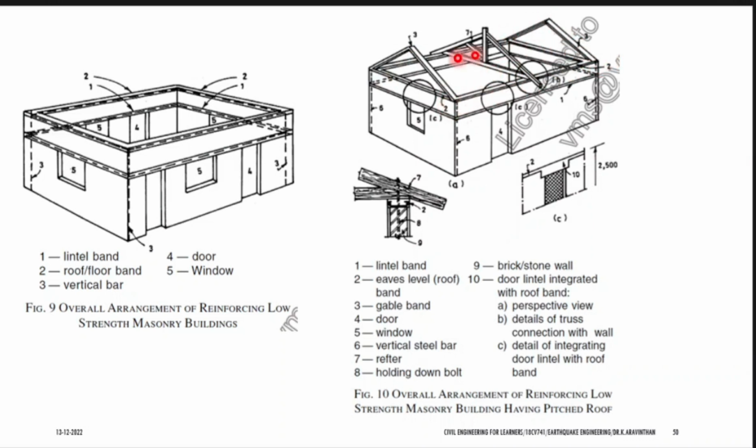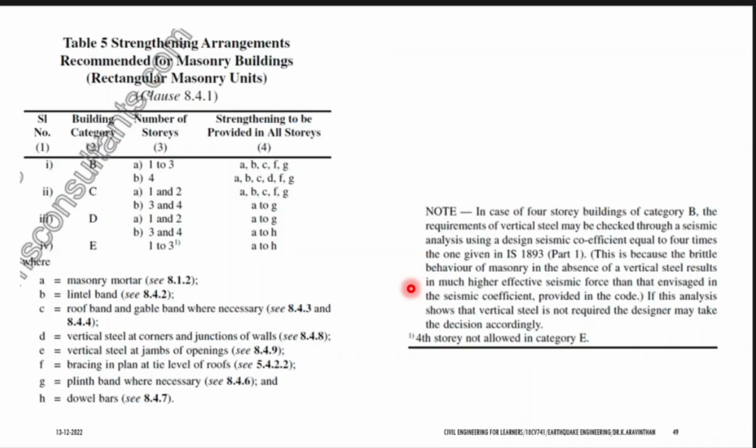This will be the roof and this is lintel band. The same way you should provide the arrangement for your structure. So this is what is given here. First thing is lean mix. Second one is lintel band should be provided. Third thing is roof band and gable band.